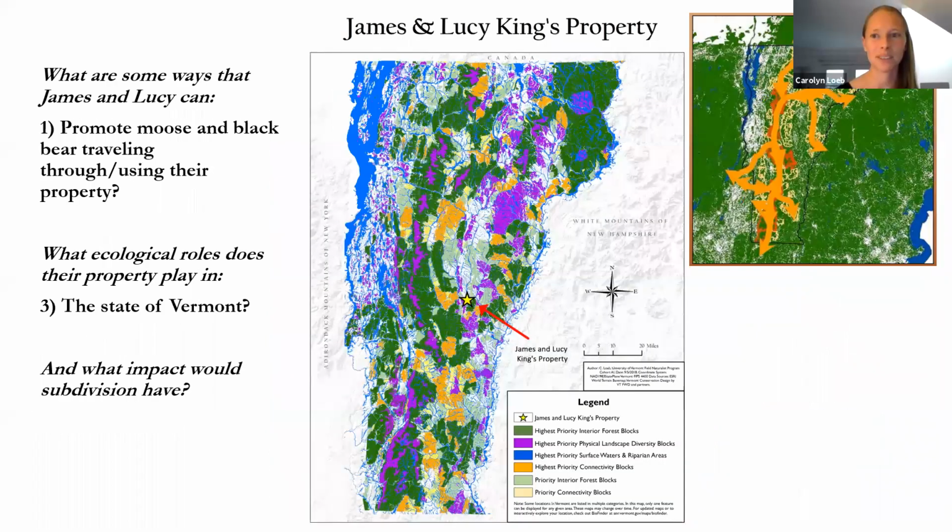Okay. So here's our last map. I'm so appreciative of all the great discussion we've had so far. So here are some of the questions that might be relevant at the state level. And on the right, just for your reference, I've put that climate change corridor map in, showing how animals and maybe even plants under climate change scenarios might be moving through the state or moving up in elevation. So any thoughts on some ways that James and Lucy can impact things via their property at the state level?